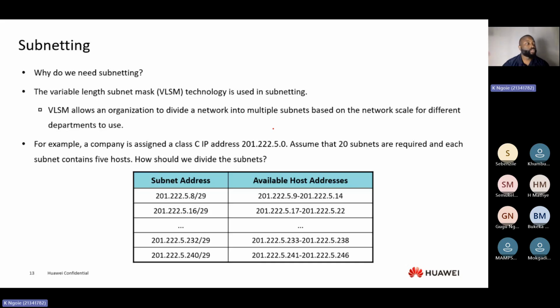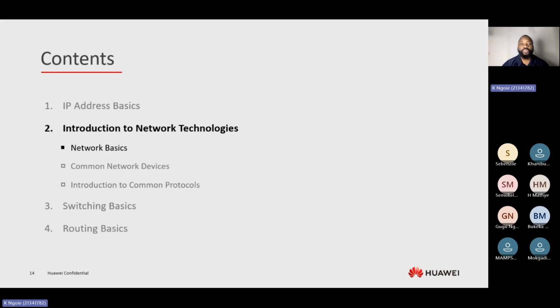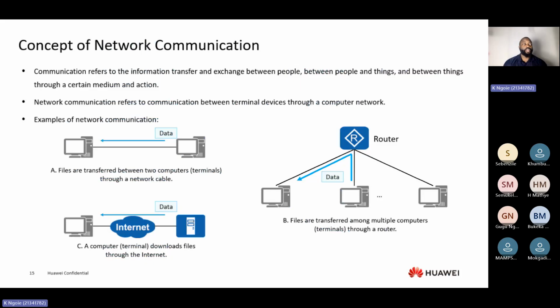All right, so let's talk about the concept of network communication. When we talk about network communication, this refers to how information is transferred from one device to another device. You need to understand that two computers are connected through a network, which can be through a cable or a wireless connection or any type of connection that you have there.